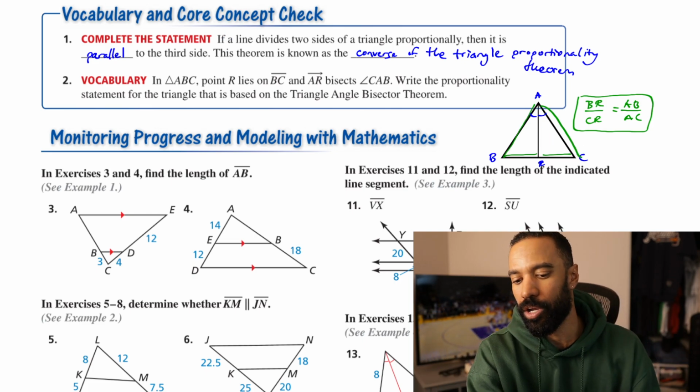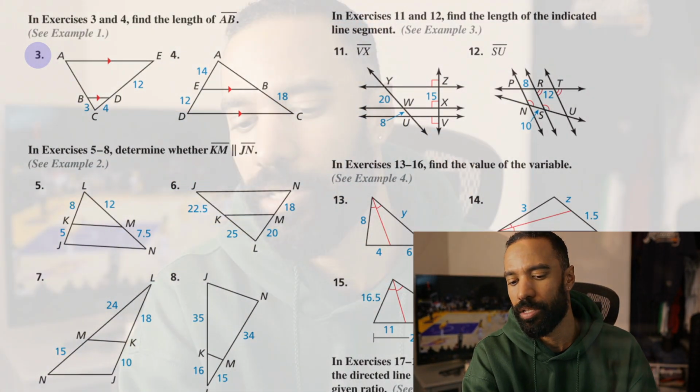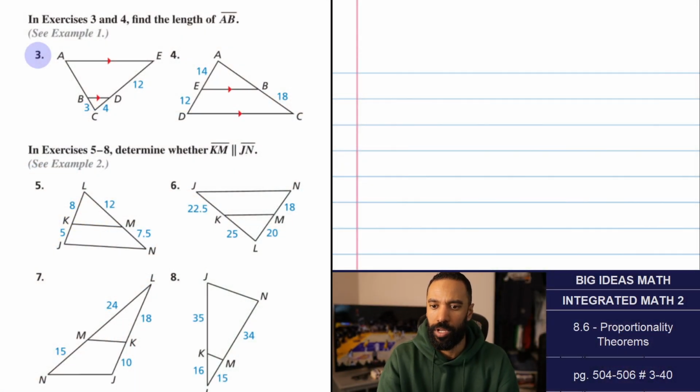All right, guys, so we are going to jump into the whole problem set, and we hit problems 3 to 40. Okay, in exercises 3 and 4, we're going to find the length of segment AB.